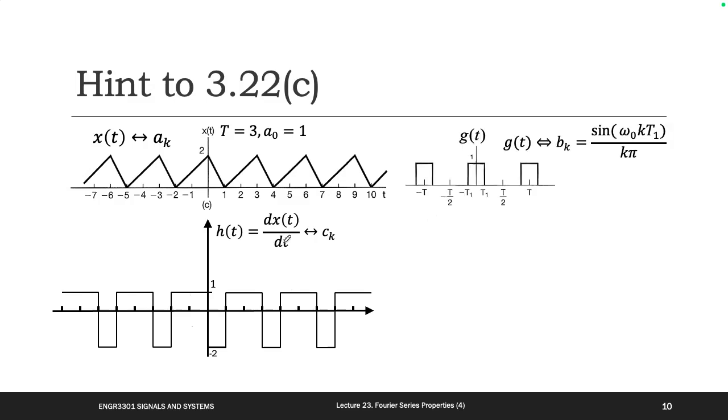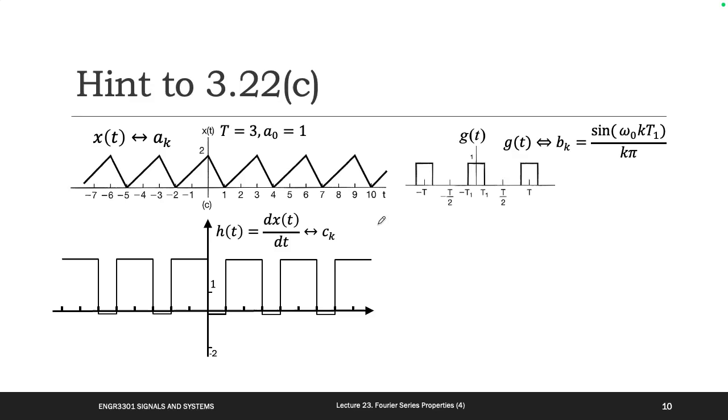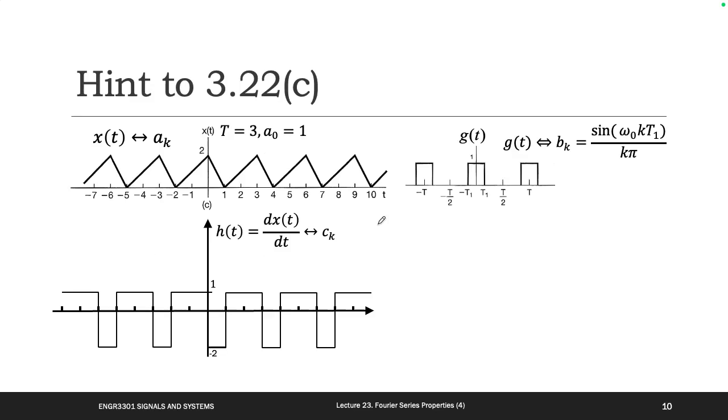And then let's talk about that. Then you will need to use g(t) to represent h(t), right? And then let's try to do a move. For this one, maybe it's difficult for you to tell how to represent the h(t) with g(t).